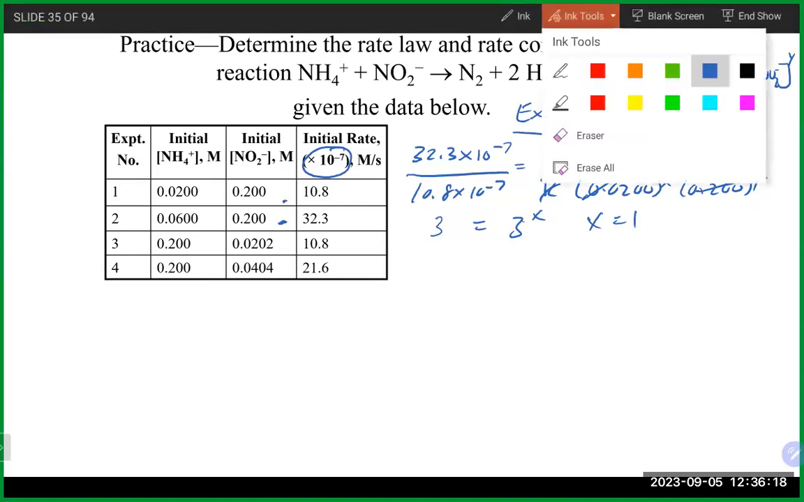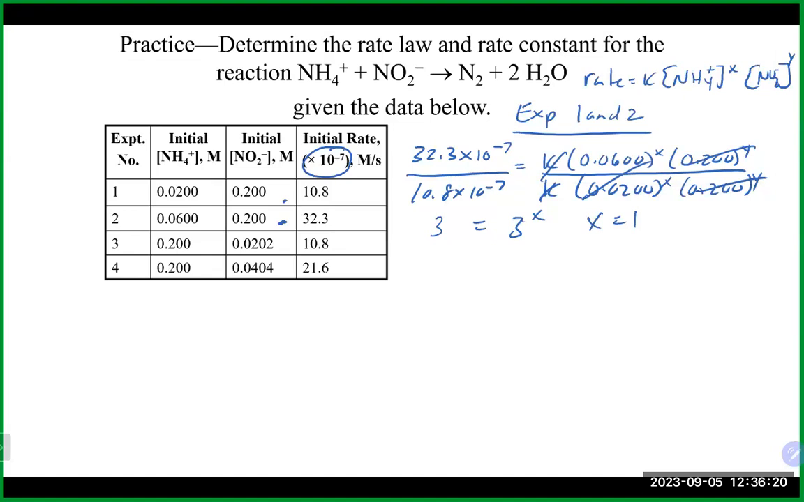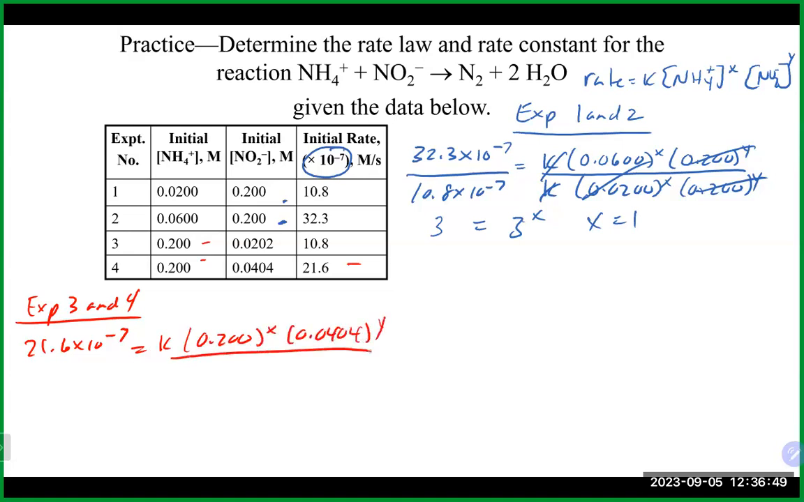Coming to our next one here, looks like 3 and 4 should do the trick there. 3 and 4 will keep that one constant there, the NH4 plus. It will vary the NO2 minus. So experiments 3 and 4. We can go with experiment 4 up on top. Once again, 21.6 times 10 to the minus 7 equals our K, 0.2 to the X, 0.0404 to the Y.